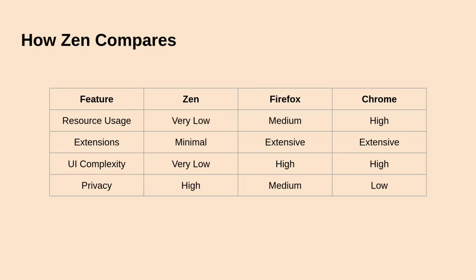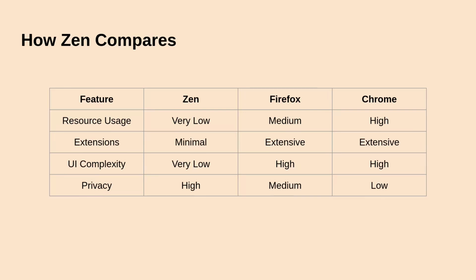So how does Zen compare? Let's look at some of the features and compare Zen with Firefox and Chrome web browsers. As far as resource usage goes, Zen is very low as compared to Firefox, according to this chart, which is a medium user, and Chrome a high user. As far as extensions go, Zen is minimal. Firefox is extensive, and so is Chrome.